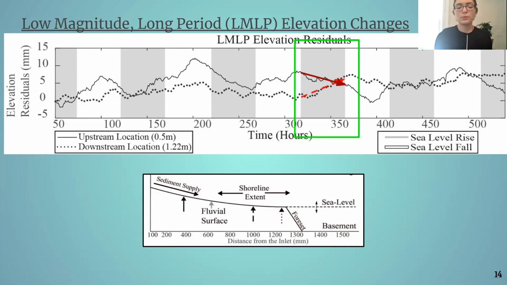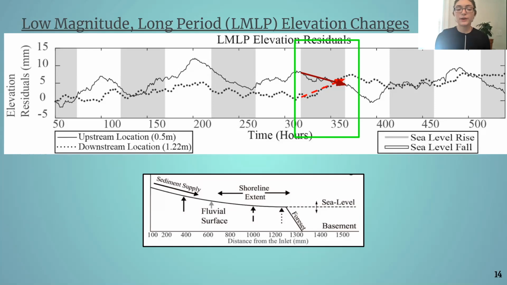Although there is this one point here where the downstream is increasing in elevation as sea level rises and the upstream is decreasing in elevation, which matches the previous experiment. But for the rest of the experiment, it's kind of hard to tell. So I looked at the overall trend in the data for each of these windows of sea level. And the windows are what I'm calling these gray and white shaded boxes of sea level rise and fall.